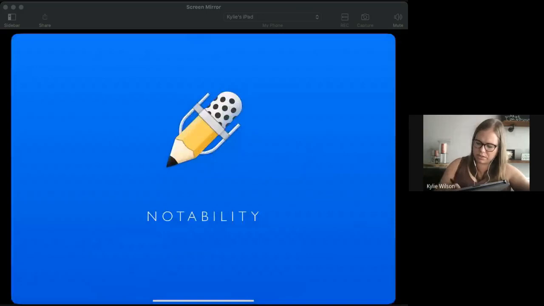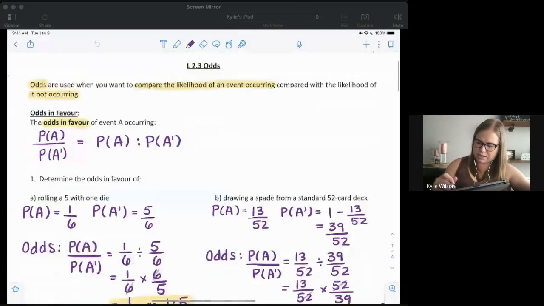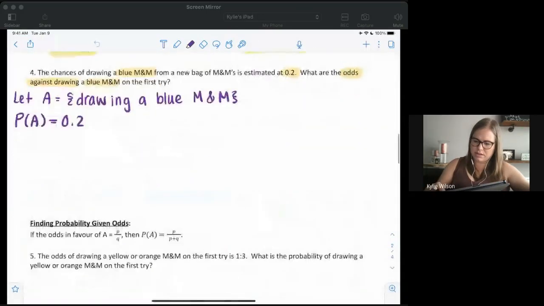Oh no, my Notability crashed. Sorry. Oh, we'll have to back up a bit.